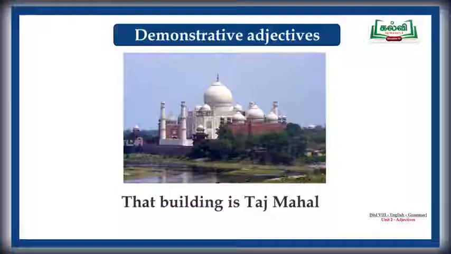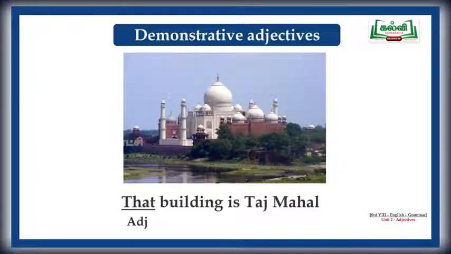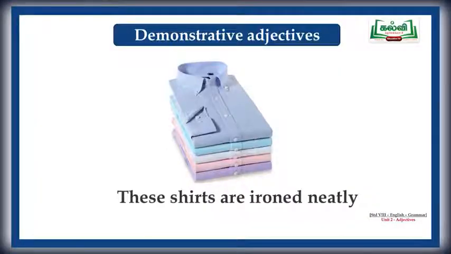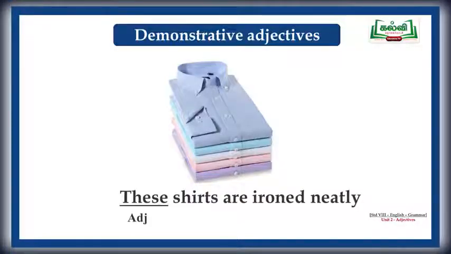Next example: in this picture the Taj Mahal is not near to us. It is shown at some distance. So we can say that building is the Taj Mahal. Here building is a noun and that is a demonstrative adjective. And next one, here you are seeing the shirts are arranged neatly. Is it one shirt or many shirts? Come on, can you say? Yes, there are many shirts, so plural form. These shirts are ironed neatly. We can say like that. Here, these is a demonstrative adjective.